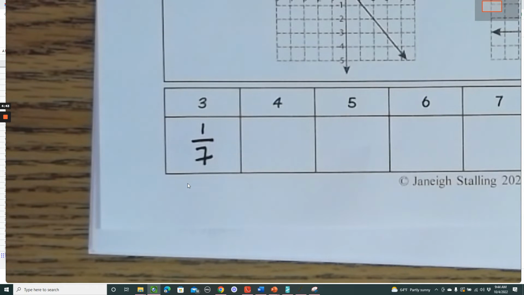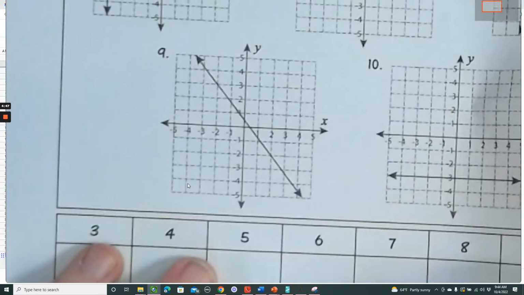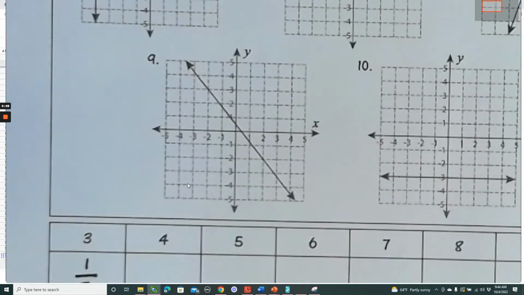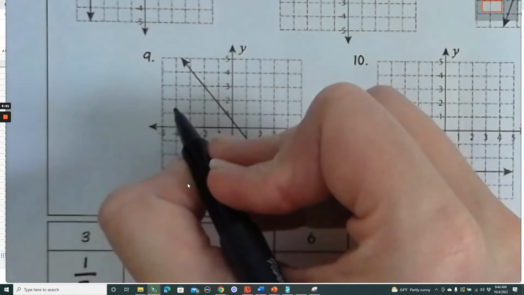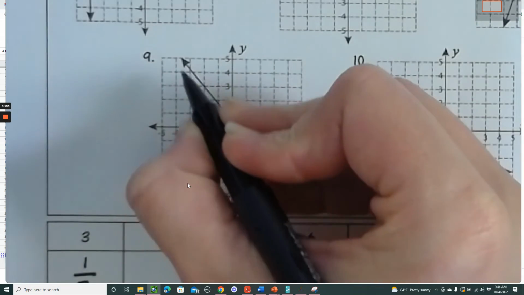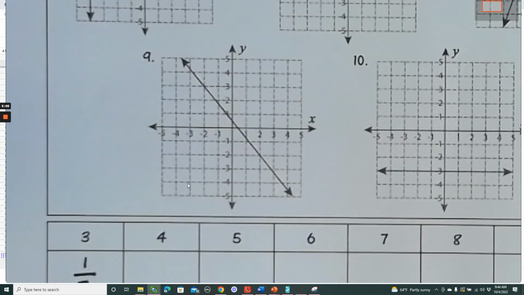Let's look at number 9 now. The reason I want to look at number 9 is there's no points, there's no dots on here. So if they don't give you dots, I have to pick them. There is no wrong answer. All you need are nice, pretty points. And that are points that line up with the grid lines and the line that is graphed.